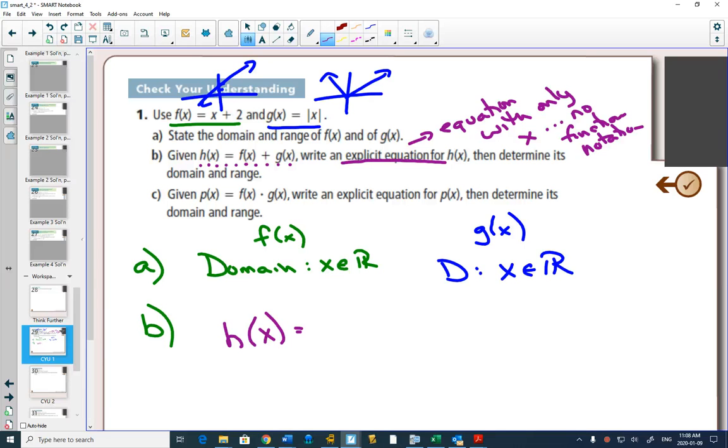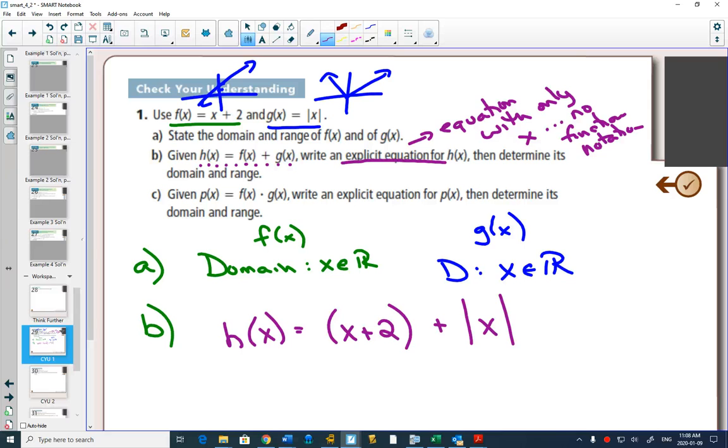So instead of f of x, we could write x plus 2. Instead of g of x, we could write the absolute value of x. So that is what it means for an explicit equation. And then it says determine the domain and range.